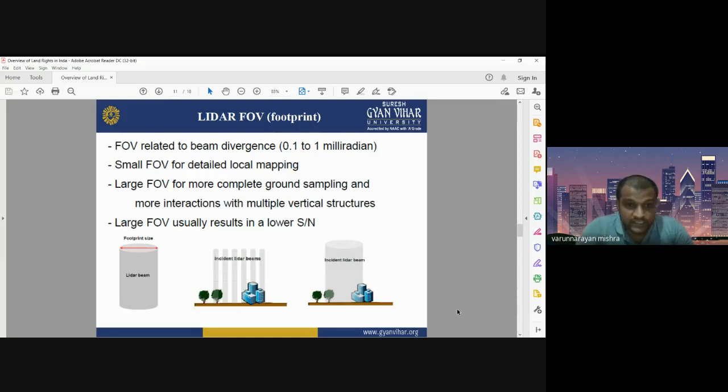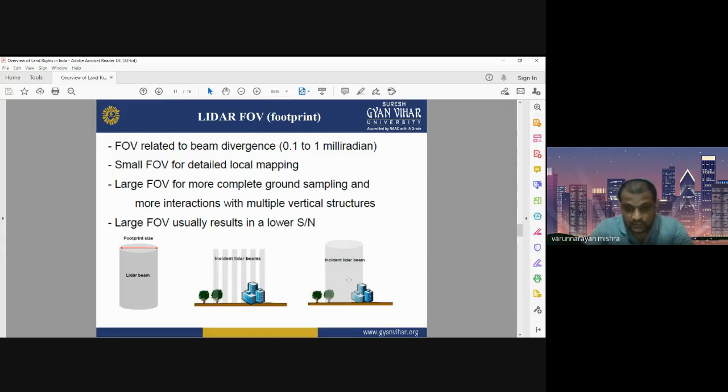Here you can see the comparison between these three figures. In the first figure, you see the lidar beam. This is the laser beam, the amount of energy which is transmitted towards the object. This is the footprint size. Here you see, if the footprint size is very small, you can easily detect different objects with good details.